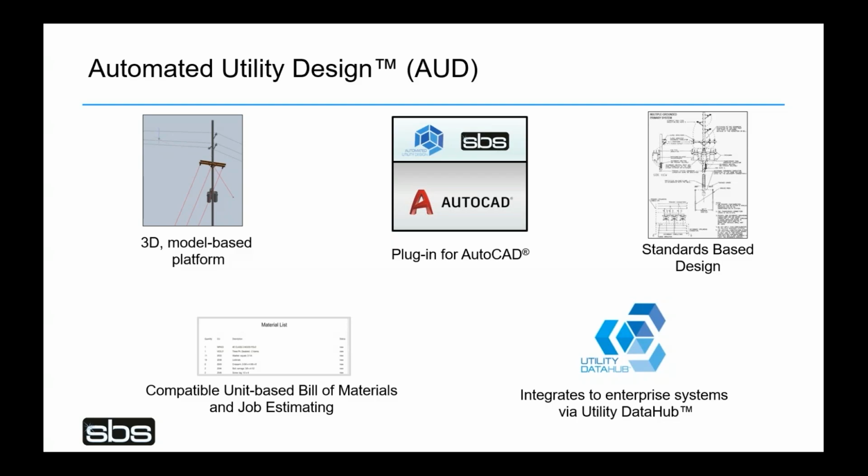What you'll see today is our integration through the Utility Data Hub GIS, and that's where we pull data in from the GIS and put data back to the GIS. We also have Utility Data Hub for EAM, which pulls data in from a work management system and puts it back to a work management system. We also have Utility Data Hub for analysis, which, as you guessed, pulls data in from an analysis system and pushes data back to an analysis system. All of those are available inside of Utility Data Hub. Basically, if you're going to move information into or out of AUD, it's going to go through Utility Data Hub.